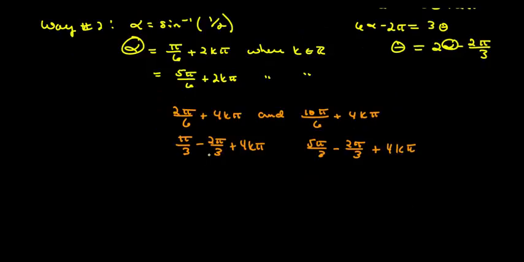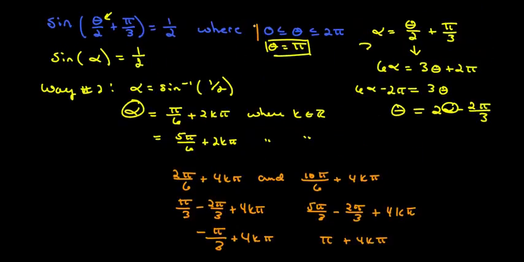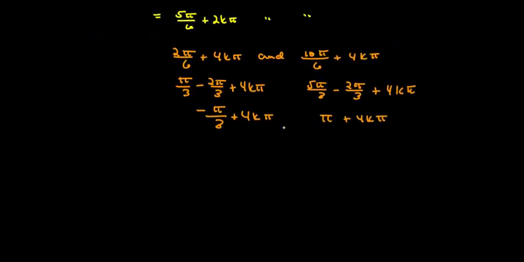So let's do a little bit more reducing here. This is going to give me negative pi over 3 plus 4k pi. And this is going to give me 3 pi over 3, which is just pi, plus 4k pi. So now we have to go through all of the different k values, and we need to make sure that our output values stay between 0 and 2 pi. So our restriction is to stay between 0 and 2 pi. So we'll start with k equals 0.